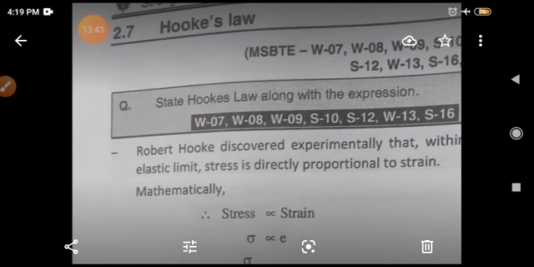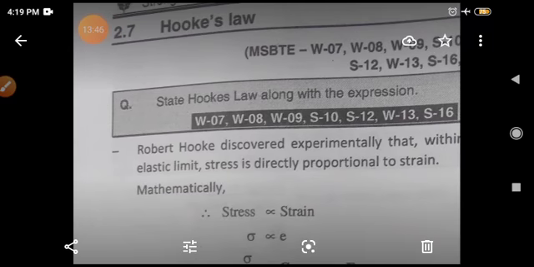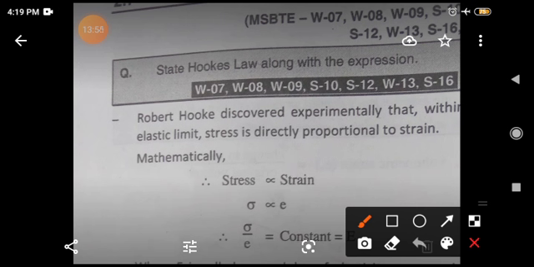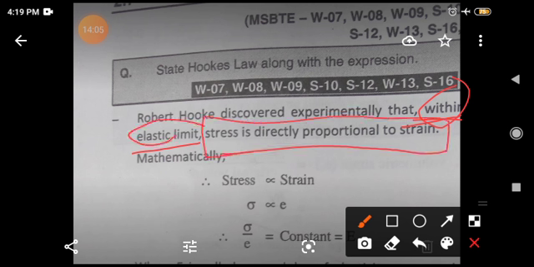Now let's see some more concepts. The first one is Hooke's law. Okay, what is Hooke's law? Hooke's law works only within the elastic limit. So within the elastic limit, stress is directly proportional to strain. That means as stress increases, strain will also increase. Okay, now again I am repeating this.